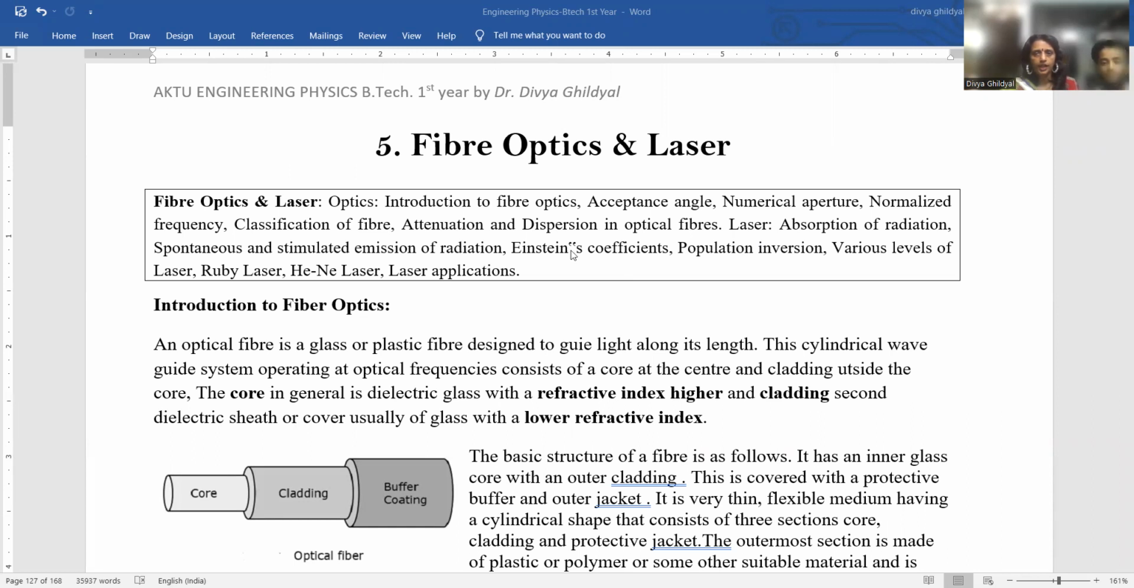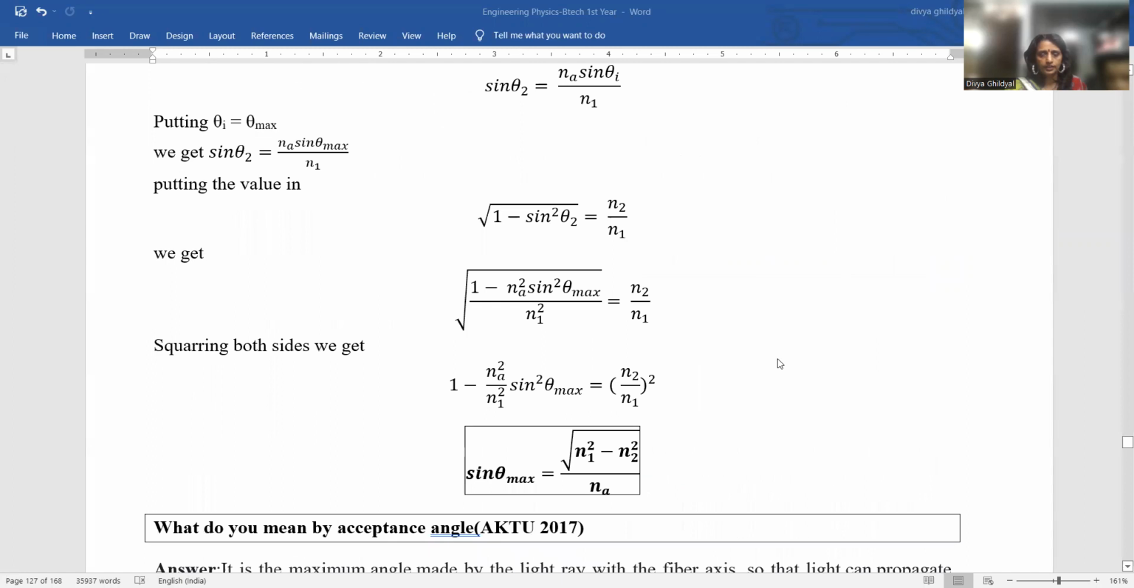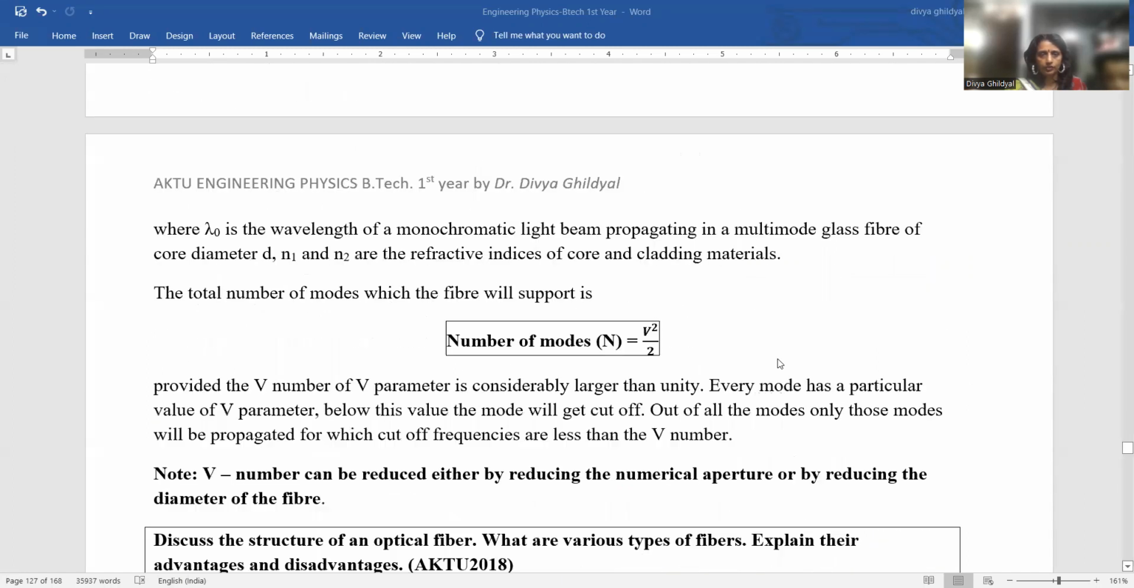In continuation with my lecture on laser, we have finished till absorption of radiation, spontaneous and stimulated emission of radiation, Einstein's coefficients, population inversion. Now, we will discuss the various levels of laser, ruby laser, helium neon laser, and the applications of laser. So let us begin with this leftover part of your syllabus.